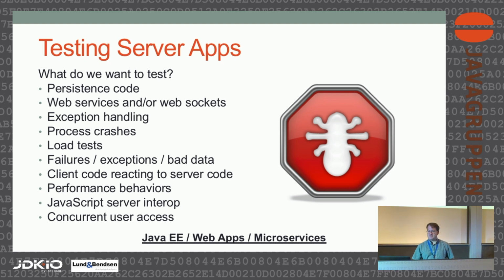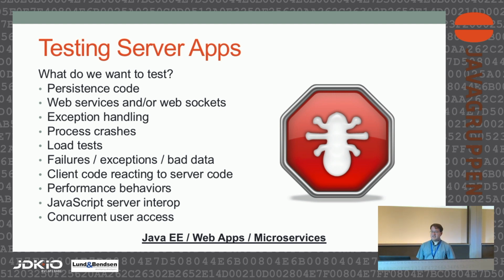Process crashes. What happens when you kill an application container? What happens when you get a Java out-of-memory exception in your ActiveMQ server, taking everything down with it? Load tests. Can you load balance your application? How does it behave? Because obviously just because it works on one developer's machine doesn't mean that when you scale it across multiple machines, the application will still work.